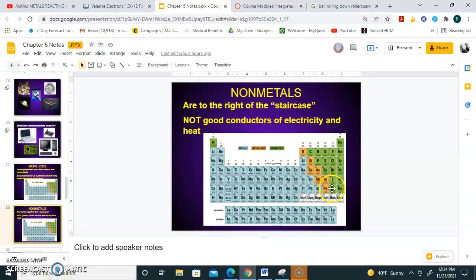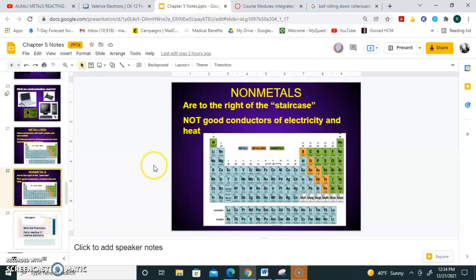Finally, getting into the non-metals, which is the group of elements right here. And these are broken down further into other groups, and we'll talk about them in a minute. But getting down to this non-metal region, these, as you can see, are located to the right of the metalloids, to the right of the staircase. They are not good conductors of electricity and heat.